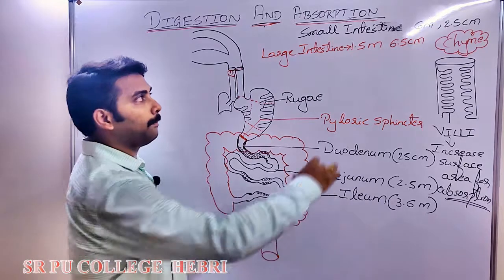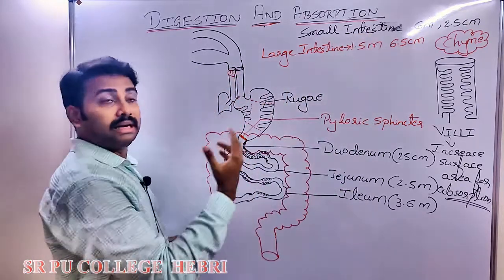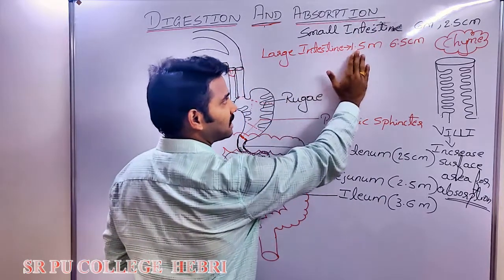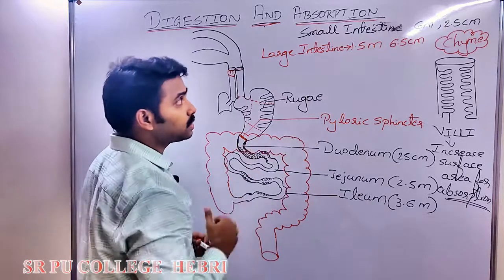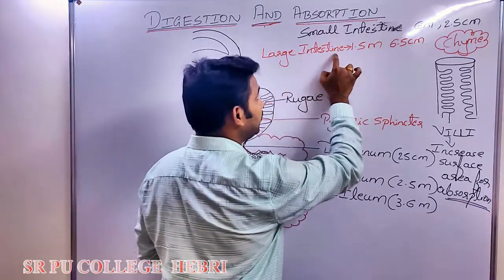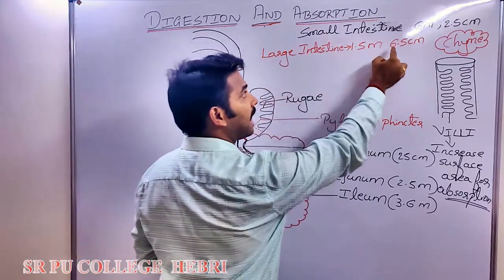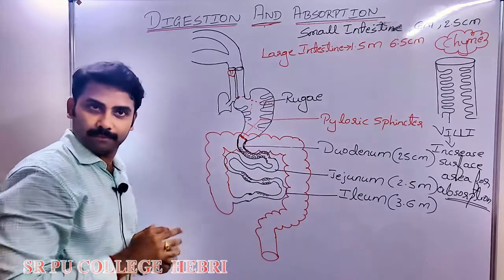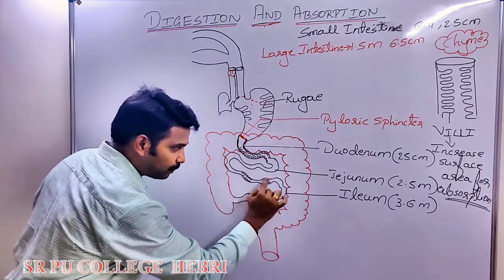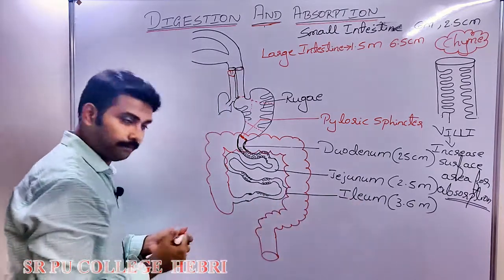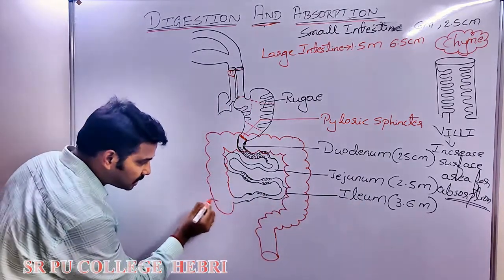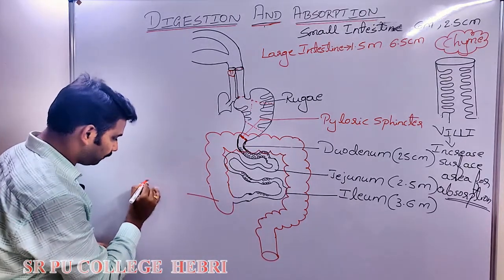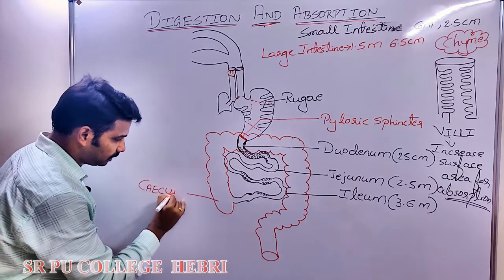Now, if you compare small intestine and large intestine in terms of length, which one is longer? Of course, small intestine. Whereas large intestine has just a length of 1.5 meter. In terms of diameter, when you compare, large intestine is having a larger diameter of 6.5 centimeter. That's why the name. Clear? Now, the last part of the small intestine called ileum will open into the first part of the large intestine, which is called what? Cecum.